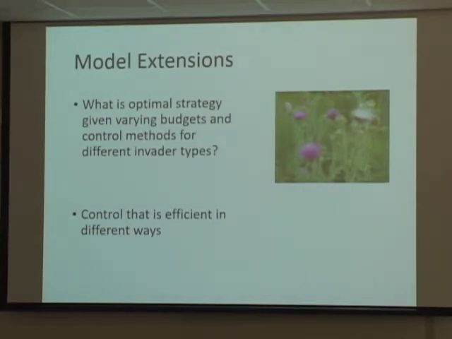This model can be extended in a few ways. We can talk about the optimal strategy given varying budgets and control methods for different invader types. For example, musk thistle is invasive in the United States in about 40 states. It is native to Europe and invasive here in the southeast, including. And it grows really quickly, but seeds are not dispersed very far, so it has a low colonization rate. I can also incorporate control methods that work in different ways. So they can be really good at doing 2 of those things, not just 1.